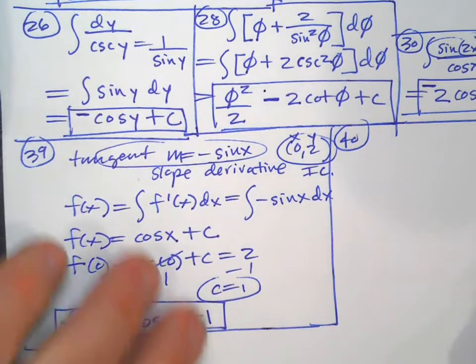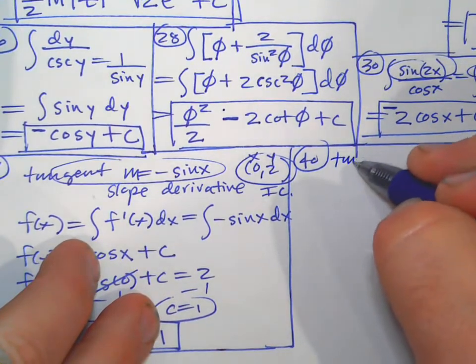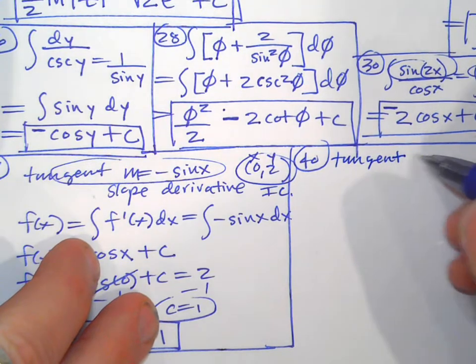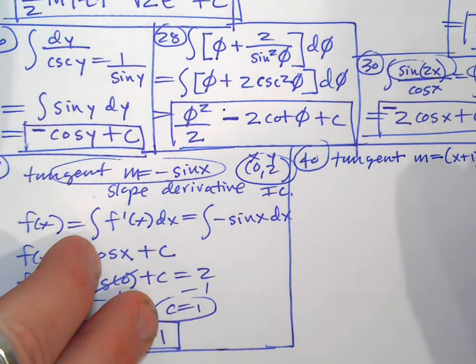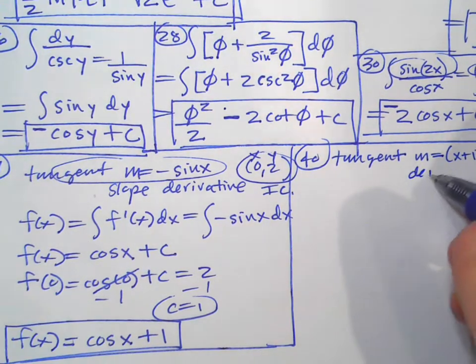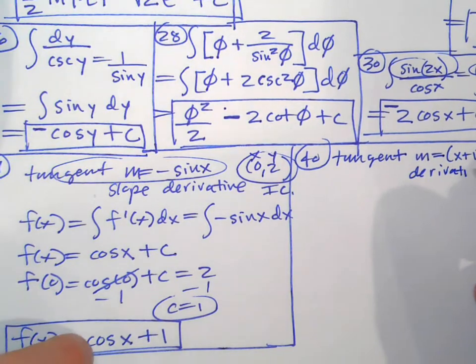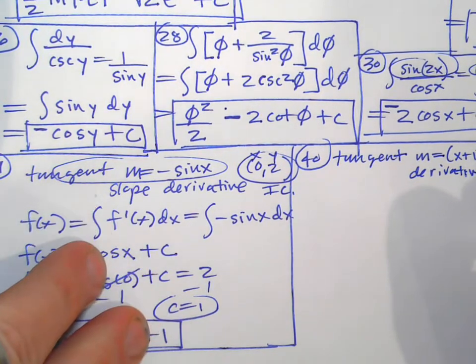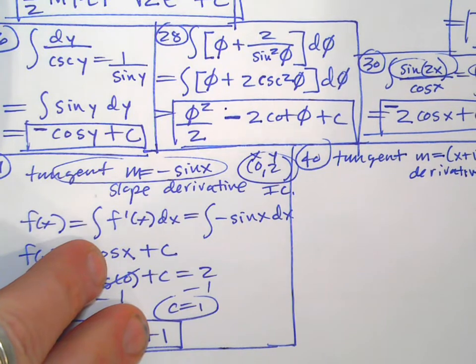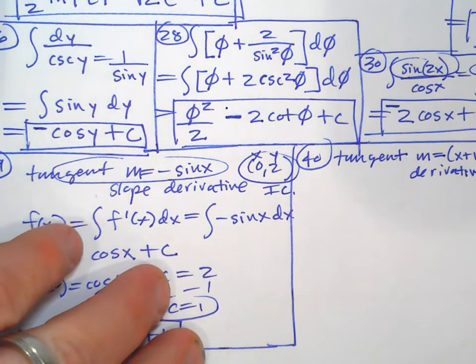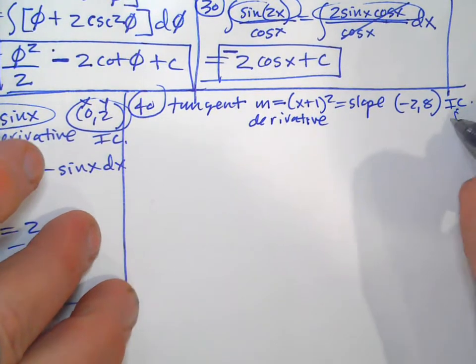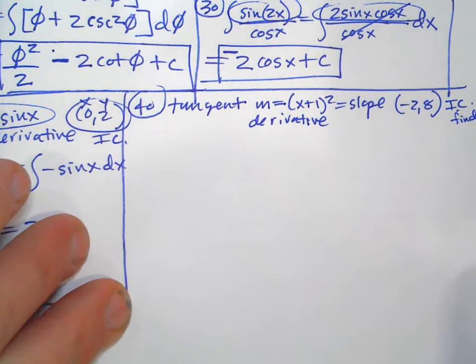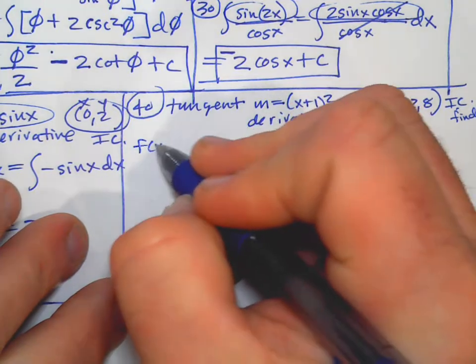1 squared. Same idea. They're telling you that the tangent line has a slope of x plus 1 squared. So this is your slope. This is your derivative, right? They're giving you the derivative. They tell you that it also passes through the point negative 2, 8. So that's going to be your initial condition. So you can find your c value, right? That's what that's for.